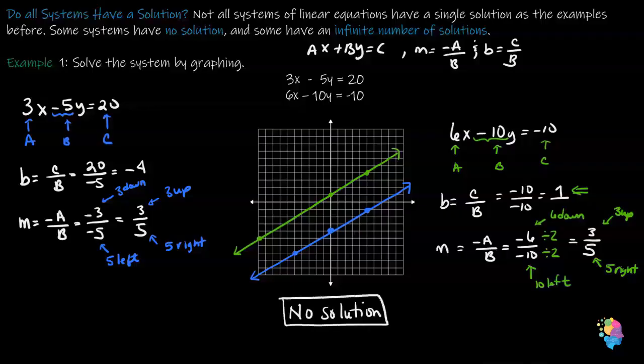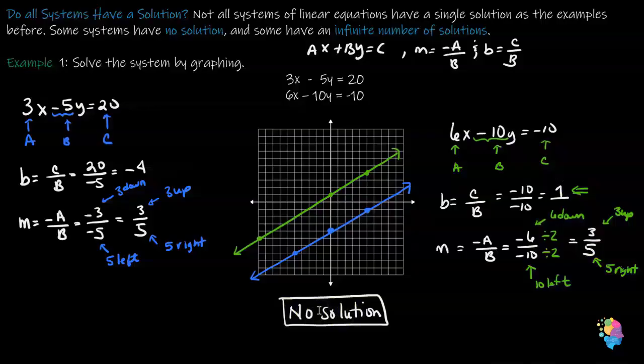Could we have seen that this system had no solution without having to graph? Yes. If you watch the video on parallel lines, you might remember that parallel lines have the same slope and different y-intercept. So because both of our equations have the same slope and different y-intercept, we would have known that the system had no solution without graphing.